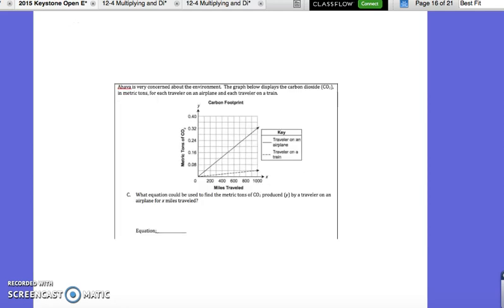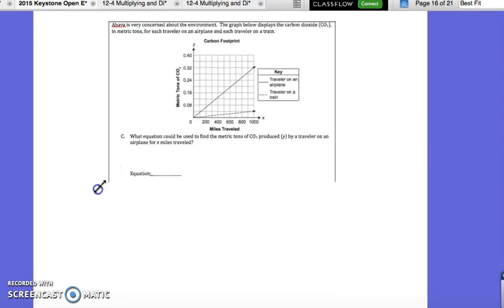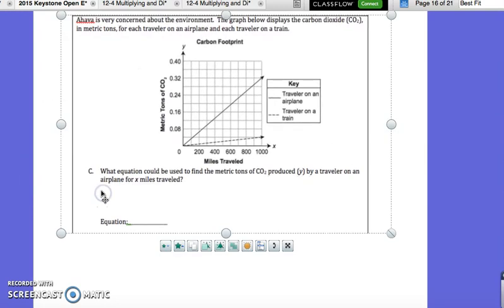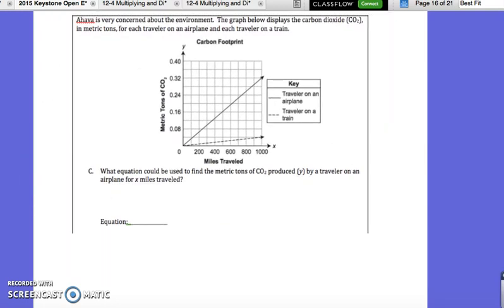For part C, Ahava is very concerned about the environment. The graph below shows the carbon dioxide in metric tons for each traveler on an airplane and each traveler on a train. What equation could be used to find the metric tons of carbon dioxide produced, Y, by a traveler on an airplane for X miles traveled? Well, we're looking at the airplane, so I'm looking at this line.